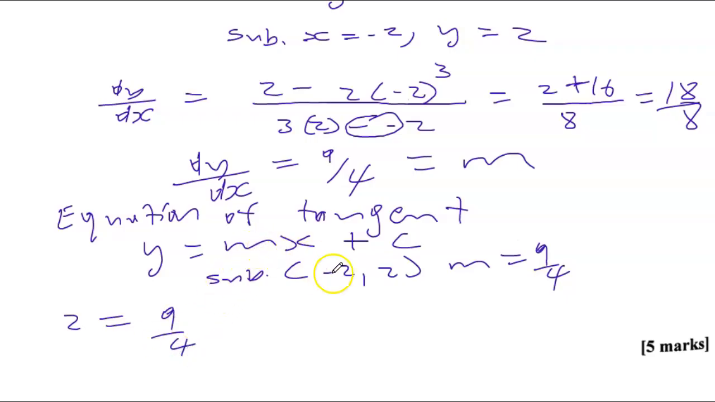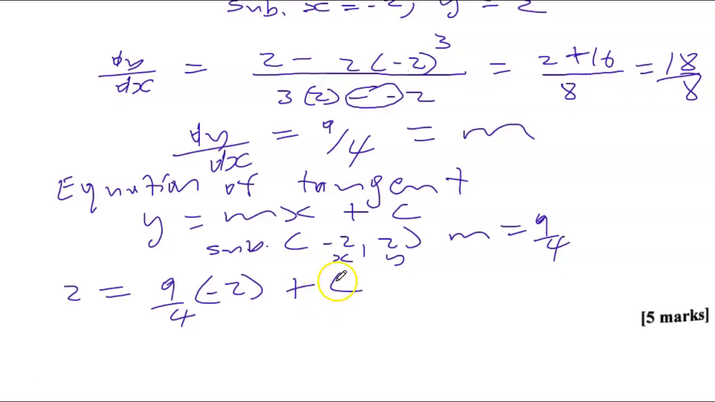Replace x with, so the first value is x, second value is y. So replace x with minus 2, and we have our plus c. So solving for c, we'll end up with 2 equal to, and then negative 2 times 9 over 4. That will become negative 9 over 2 plus c.